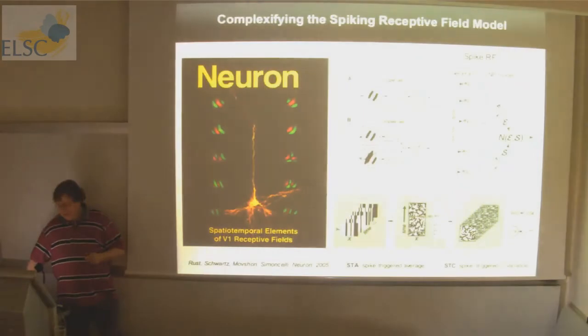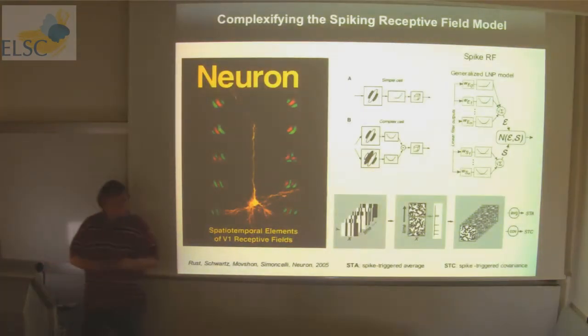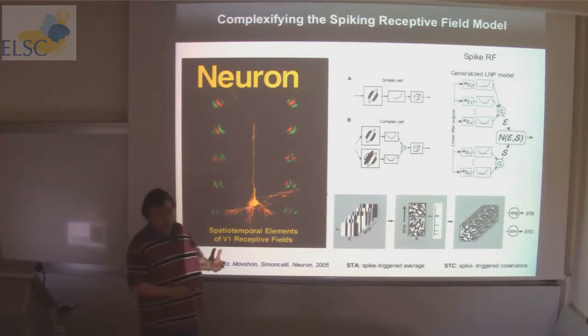So we decided to go one step further, and we decided to use a method close to the one used by Rust, Schwartz, Movshon, Simoncelli in Neuron, which made the cover of their journal, trying to unravel spatial-temporal elements of V1 receptive fields. They could show that their method worked in V1 and in MT, and using spike-triggered covariance analysis and 1D dense noise, they were able to propose a much richer receptive field structure.